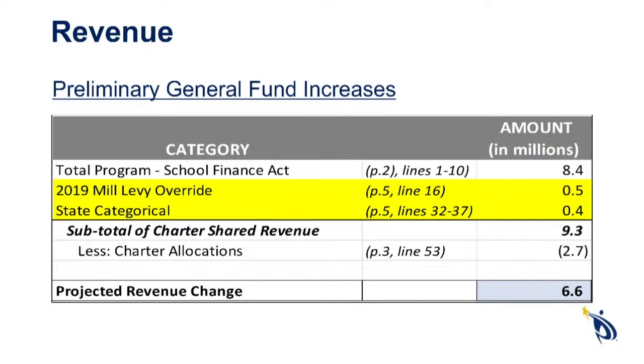The 2019 mill levy override, which you'll find on page 5, line 16, we anticipate that to increase by $500,000. That's one of our mill levy overrides that grows by the rate of inflation. So 2.3%, we will certify a number that's 2.3% higher in December than we did this year to generate that additional $500,000. Okay. The state categorical numbers, again, at the time we put this together, that was estimated to grow by about that rate of inflation. Those combined about a $400,000 increase.